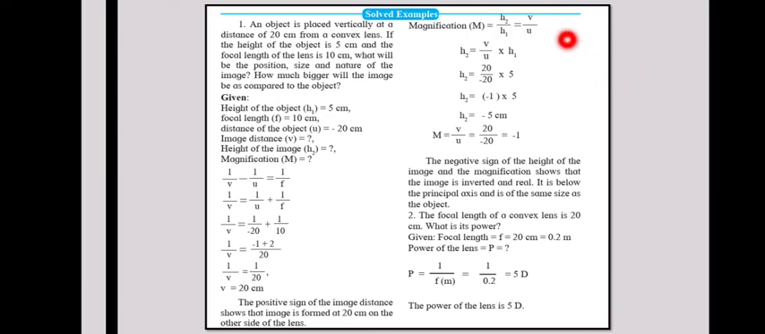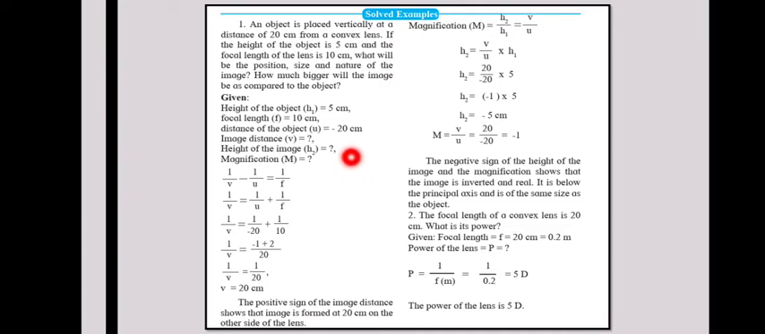Another thing. Now you know v also, and you already know u. What you have to find out? h2. h1 also you know. So putting the values in the formula, you get 20 upon minus 20. See, because v we found out 20 centimeter, and u is already minus 20, and h1 is 5 centimeter. So minus 1 into 5 will give you minus 5 centimeter. So h2 is minus 5 centimeter. So m, that is magnification, is equal to v upon u is equal to minus 1. So now you know magnification also.